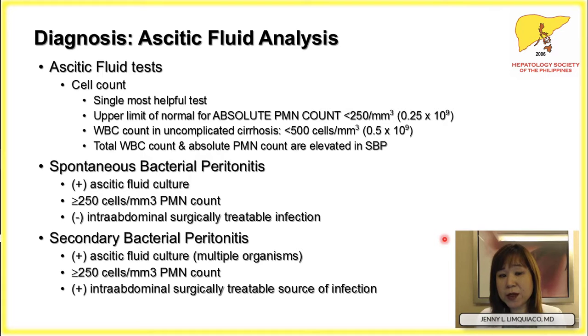Now, the upper limit of normal for the absolute PMN is less than 250 per cubic millimeter. Now, the total count of the WBC and absolute PMN are actually elevated in spontaneous bacterial peritonitis. So we have two bacterial peritonitis. One is spontaneous and the other one is secondary. So how do you differentiate one from the other? They both have positive ascitic fluid culture. They also have an increase in their PMN count. But for secondary bacterial peritonitis, there is an intra-abdominal surgically treatable source of infection.